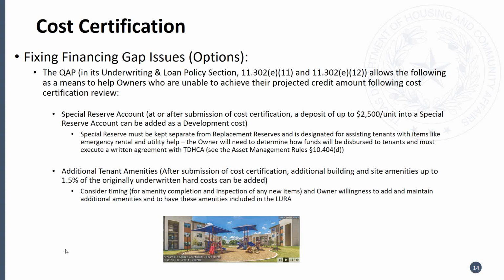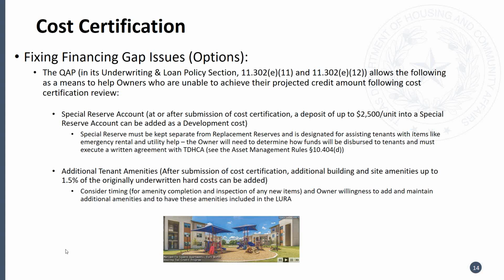It is limited to $2,500 per unit, and if that's done, the owner will have to open up the account, provide information about the account, and then our legal department will draft a special reserve account agreement, and then prior to the 8609s being issued, we need to see that the account has been funded. So it takes a little bit of time to get that done, but at least it saves from having to return credits or at least reduce the amount that has to be returned.